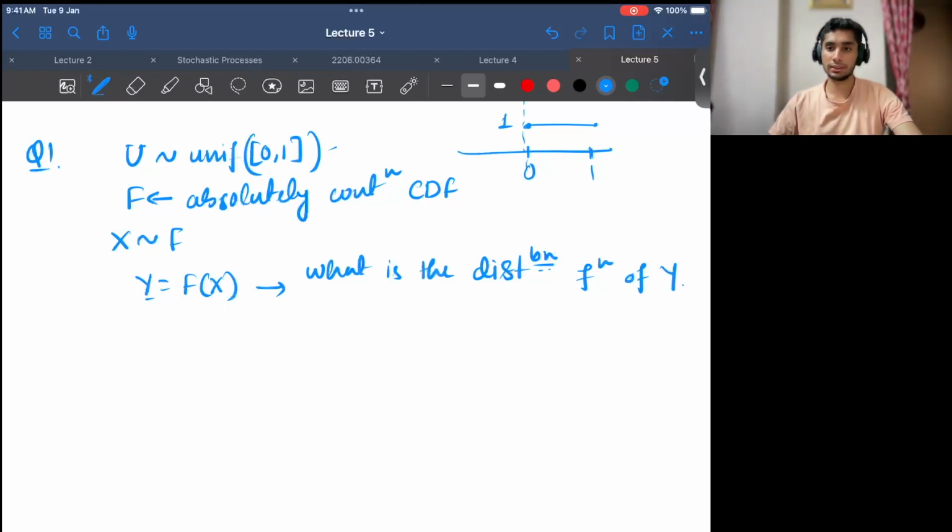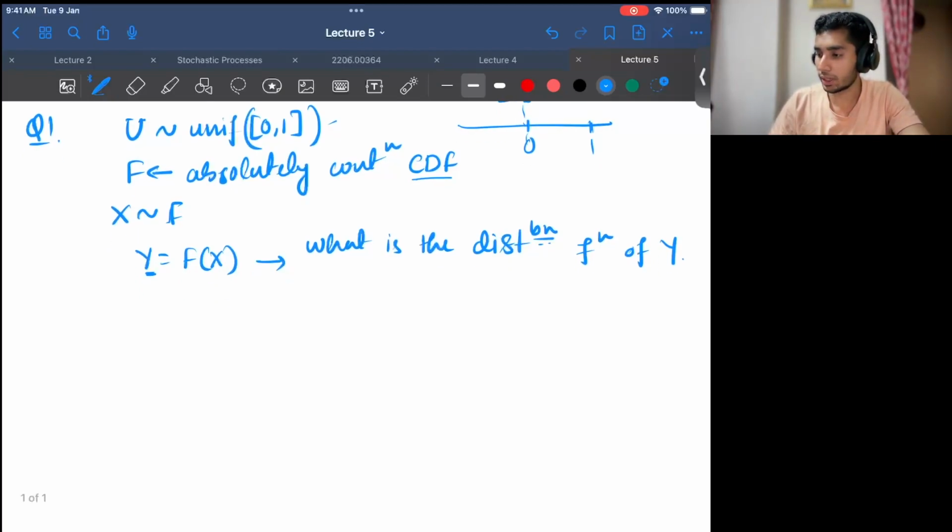Let me know if the question is not clear, because this is somewhat of an important question; I will tell you at the end why it is important. You have two random variables, U and X. U is uniformly distributed, X is distributed according to the CDF capital F. Now you take F, which at the end of the day is a function, and apply it on X, a random variable. A function of a random variable under certain conditions is also a random variable. You call that random variable Y. The question is, what is the distribution of this new random variable Y?